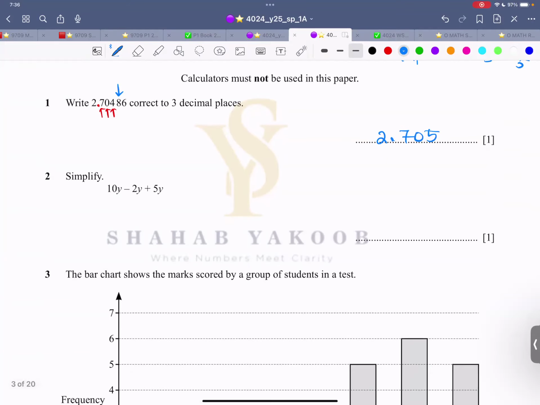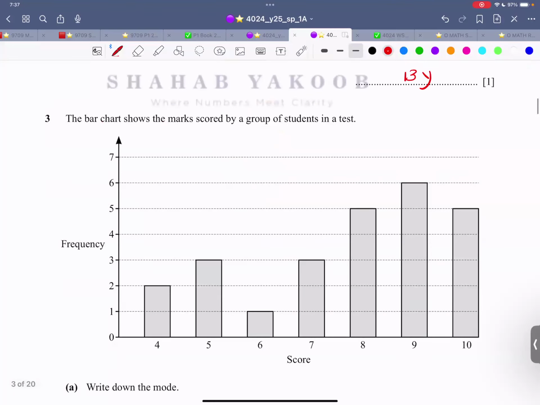Simplify. Very easy simplification. All these terms are of y. So 10 plus 5 is 15. 15 minus 2, that is 13y. This thing is done. Question number 3.